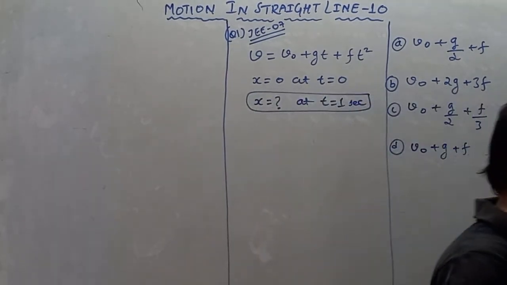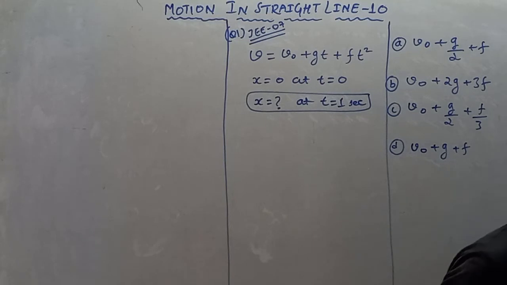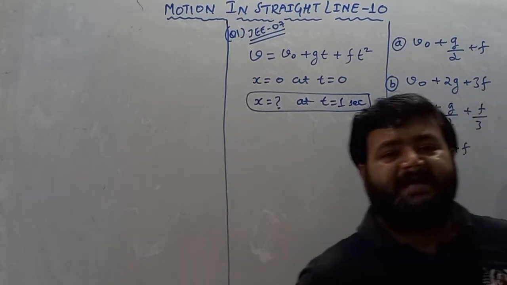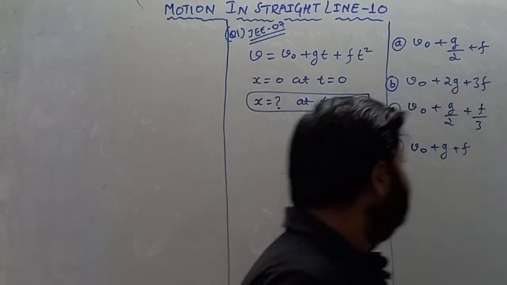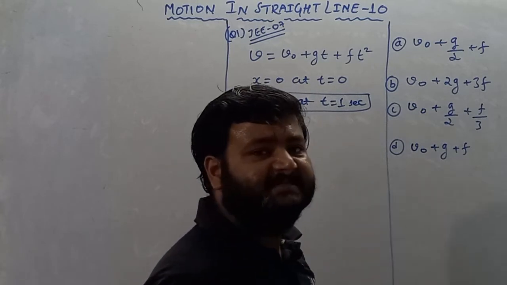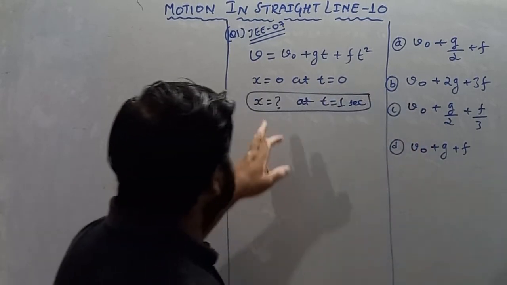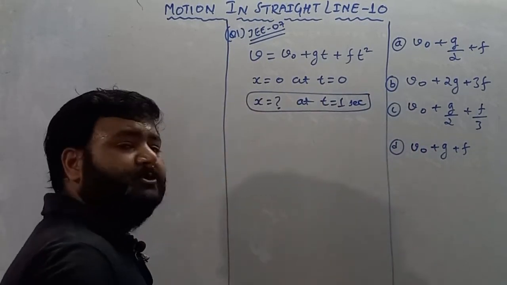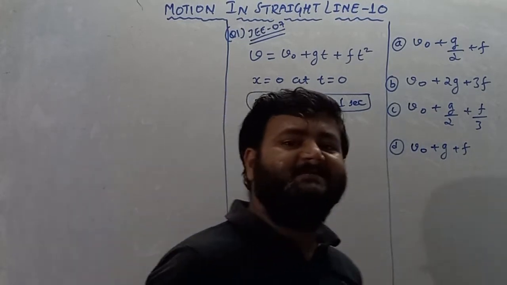So I'm repeating the question once again. The velocity of a particle is V equals V naught plus GT plus FT square. They are saying at t equals 0, the position of the particle is x equals 0. Now they are asking to find the position of the particle at t equals 1 second.